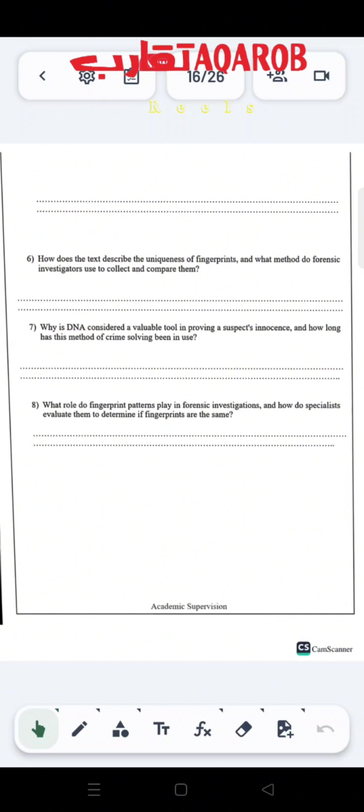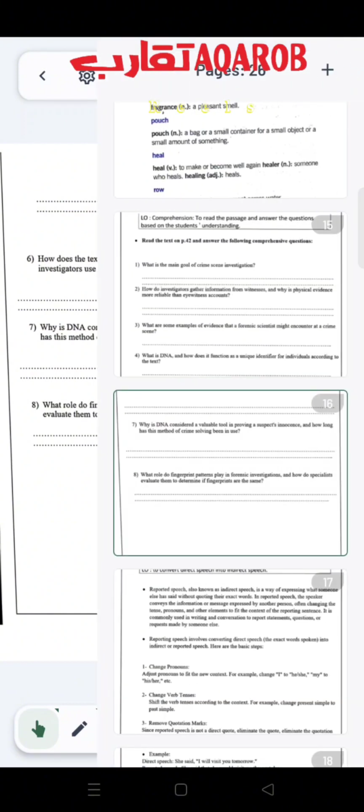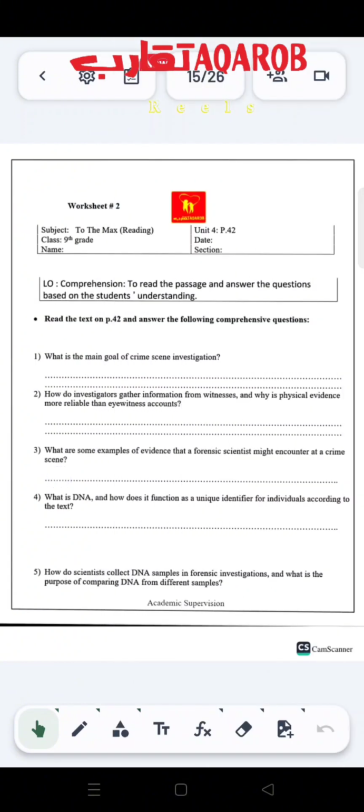So now we have finished answering all questions on the worksheets and also the questions on the book. That's all about the text of crime scenes. Next time we're gonna have the grammar about reported speech.